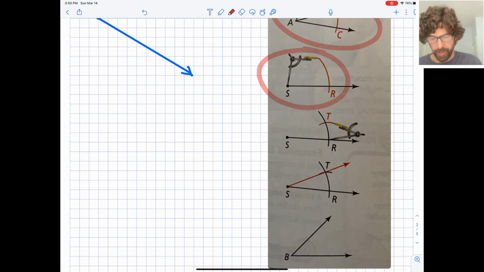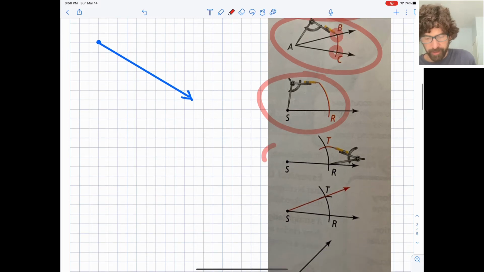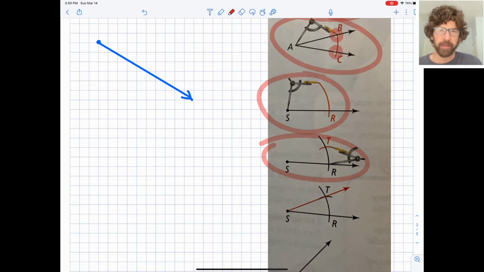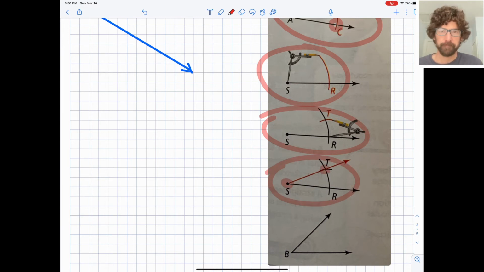And then what we're going to do is go back to our initial angle and use the compass setting set between these 2 points on the initial angle and the initial arc. Maintaining that setting, we bring the compass over to our new angle and copy that arc. And then we have 2 points that we can connect, this point S and this intersection point here.